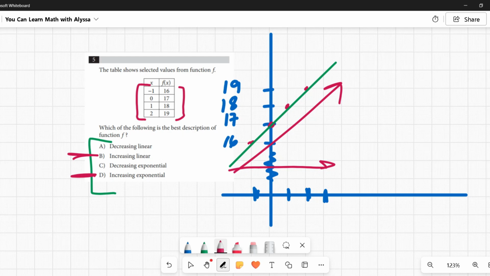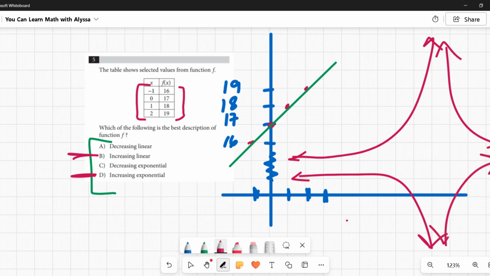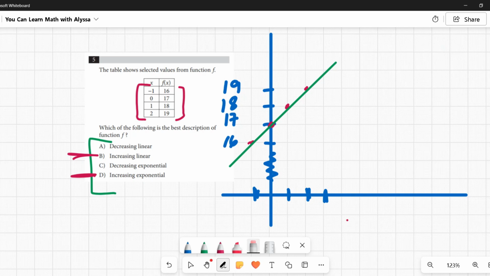Now I have to know, is this linear or is it exponential? Exponential is going to have a curve. Linear is going to be straight. Exponential is going to look something like this. It's like a little arc heading for the sky, or heading down. It's going to be one of these 4. It is not going to be perfectly straight, ever. So we have something that's perfectly straight, so it's not exponential. It is linear. It is an increasing linear. B is my answer.